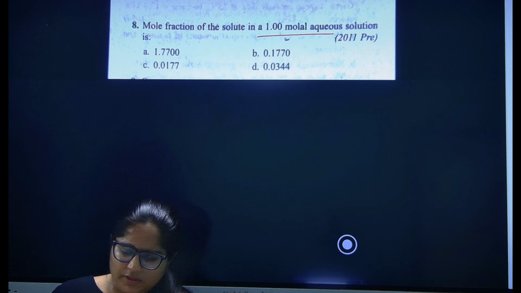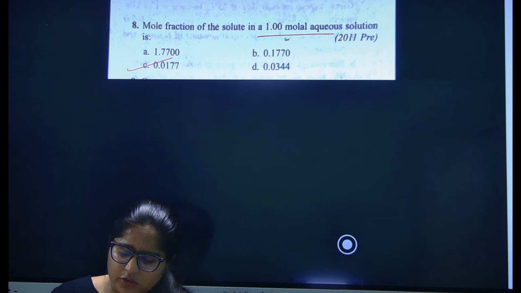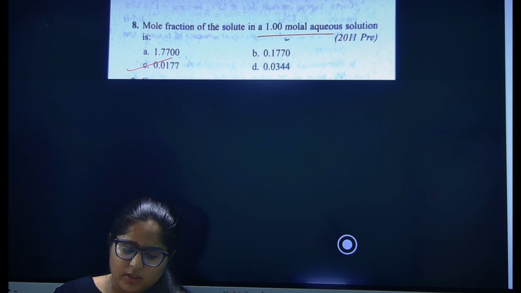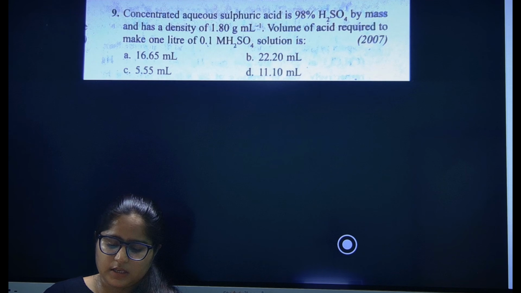Next, the mole fraction of solute in the same question they have asked. This question we have already done, so it's a repeated question. What was the answer? 0.0177. I'm not going to do it again. The moles of solvent we will get here is 55.55. We will add and solve it. Okay, let us see the next question.